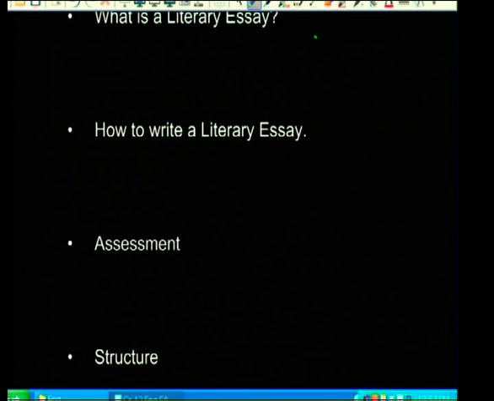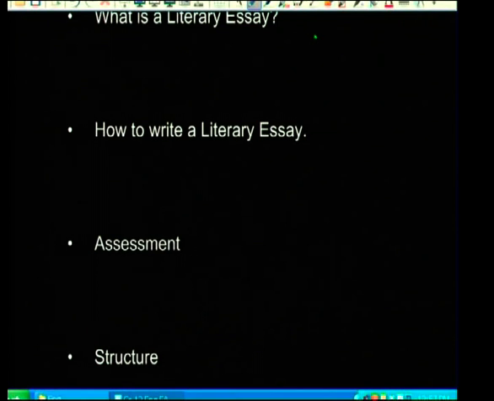As I mentioned, there are differences between your creative writing and your literary essay. When you get a topic, you've got to underline the key issues. So remember, you've got to underline the key words. These key words will direct you as to what you should write in your essay. So you keep the focus and you don't deviate from the main points.